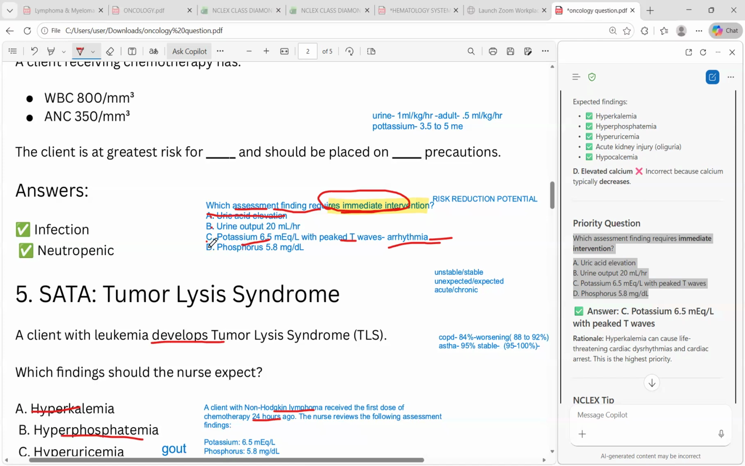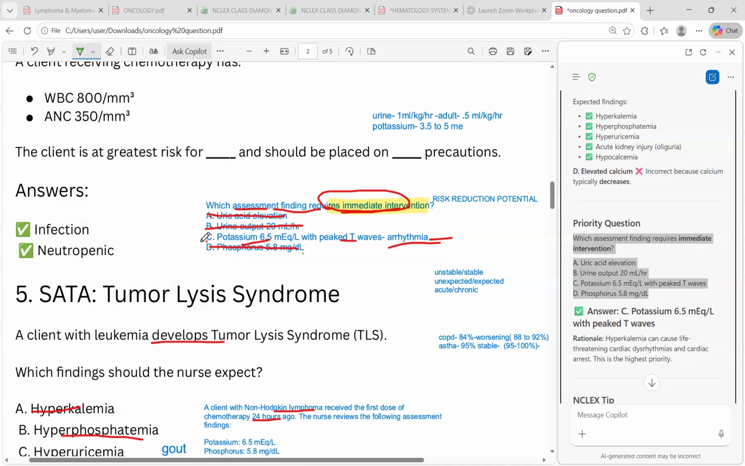So here we have to choose the unexpected one. Hyperkalemia can be expected, but hyperkalemia with the ECG changes is an unexpected symptom. So we have eliminated option B. Urine output can be decreased, that is an expected symptom. Hyperphosphatemia can occur, that is also an expected symptom. Hyperkalemia is expected, but 6.5 is too high a potassium. 6.5 with the ECG changes is an abnormal situation, a complication, a life-threatening situation. So the correct answer is option C.